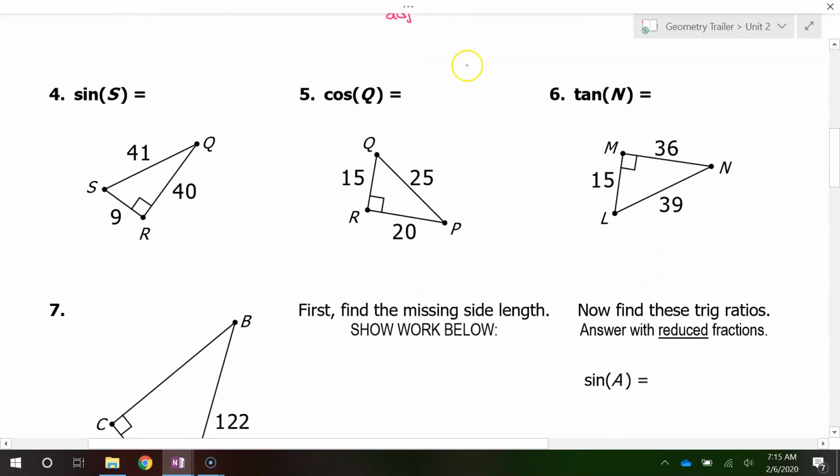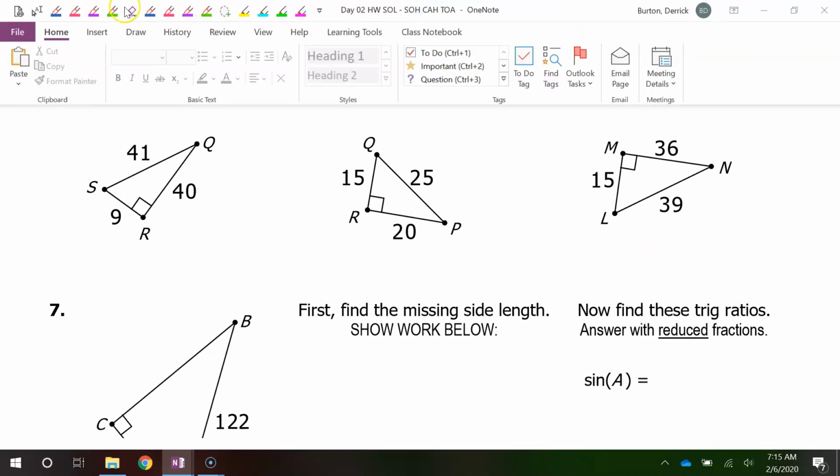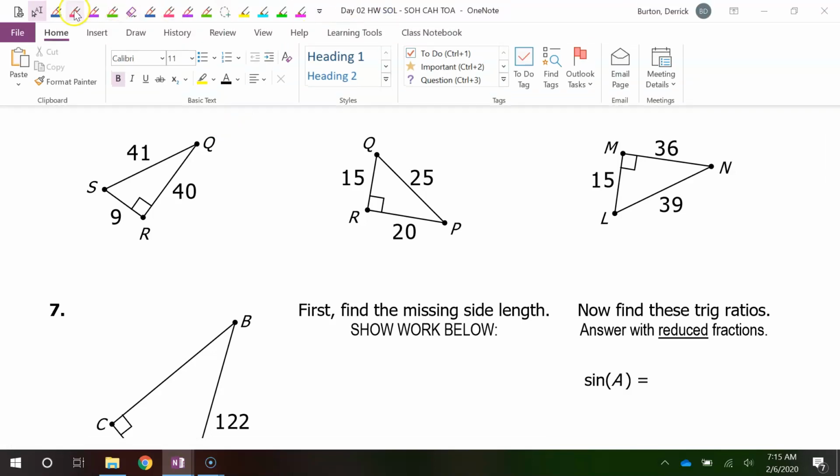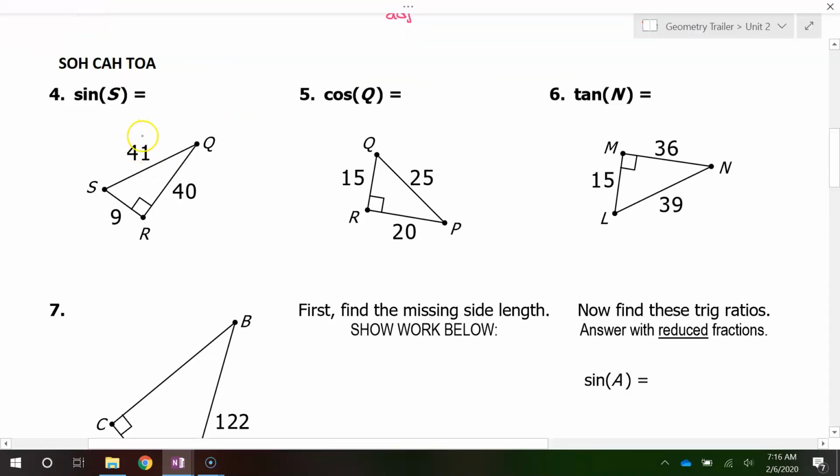Okay, I feel like I should write SOHCAHTOA, leave that somewhere on the screen at all times. SOHCAHTOA. Make it bold. Okay. All right, I guess we're just continuing the same thing.